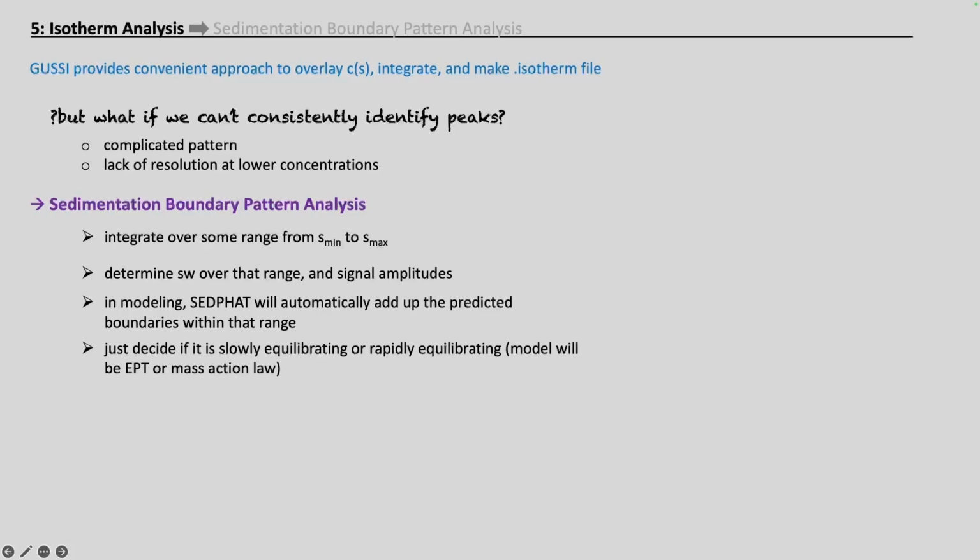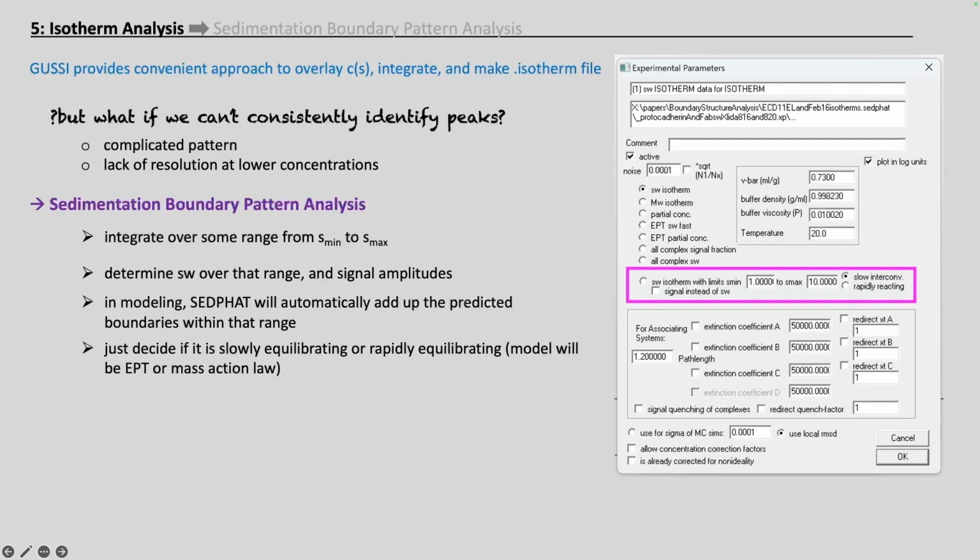In this case there's a method to the rescue we call sedimentation boundary pattern analysis. Basically, we can just integrate our CFS distribution, trying as best as we can not to divide peaks, and then we just write down the limits of integration that we happen to use. Then we let the software do the work of simply adding up all the boundaries that fall within that S value range. And this is how this will look like in ZFAT, where we have added a feature of boundary pattern isotherm. We will have to tell the software whether we are looking at S values or signal amplitudes, and what the integration range was.